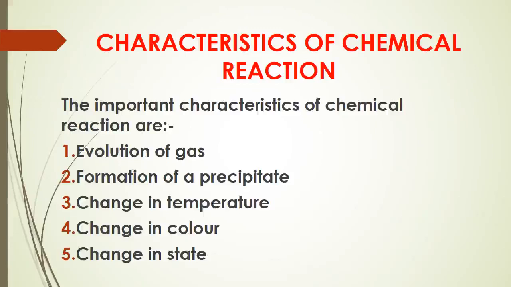The important characteristics of chemical reaction are evolution of gas, formation of a precipitate, meaning formation of insoluble substance, change in temperature, change in color, change in state. These are different observations seen during a chemical reaction.